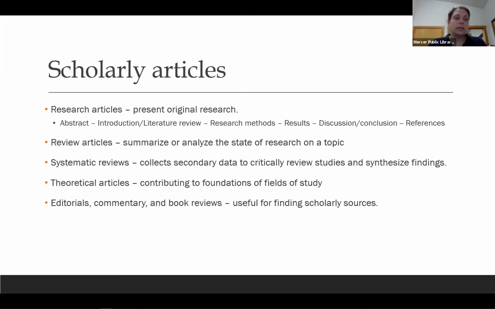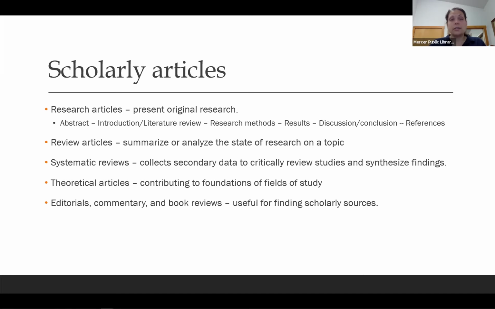And then in any scholarly journal, you're likely to find some editorials or commentary or book reviews. Those are not what you would call a scholarly article, but they can be very useful towards finding other sources. So we'll talk about how you can follow those little webs of citations to find more information for yourself.